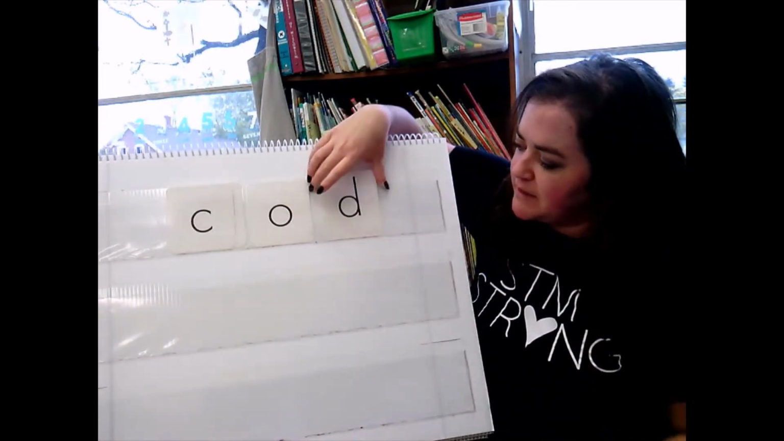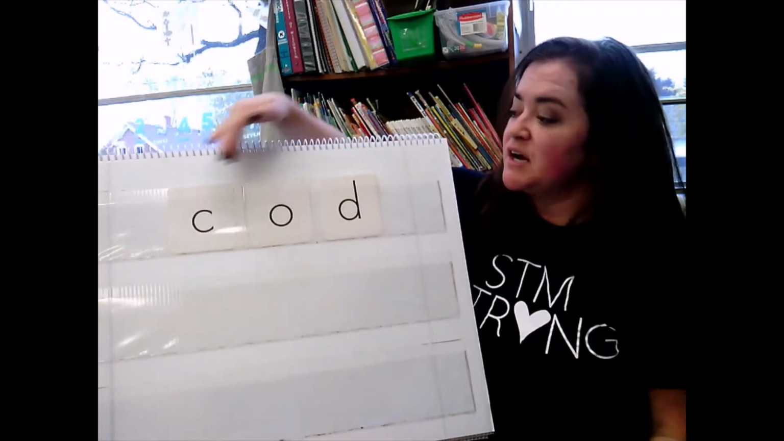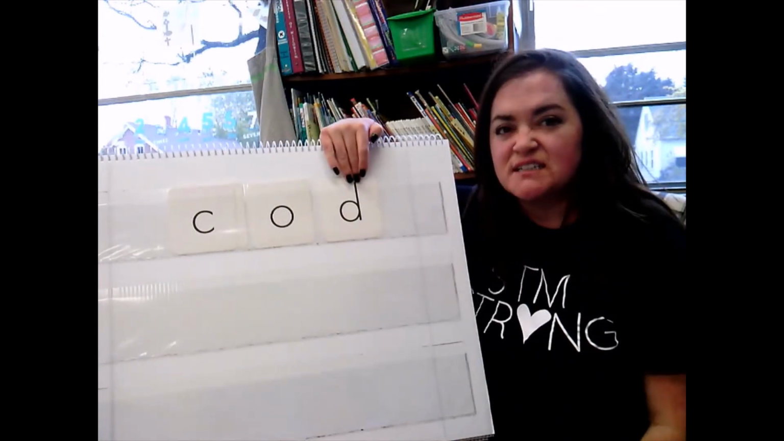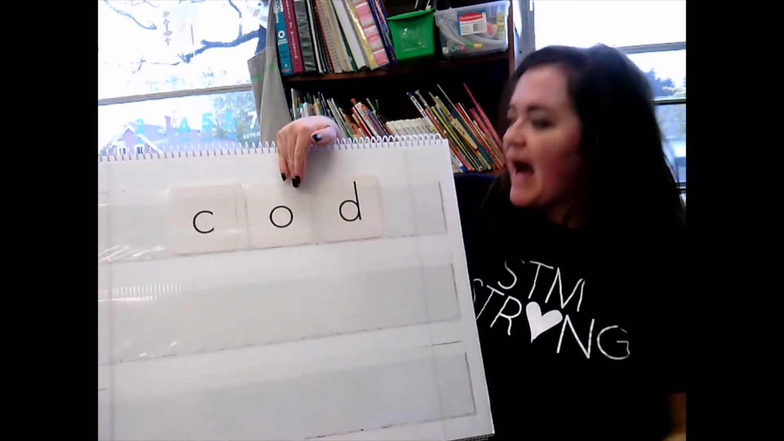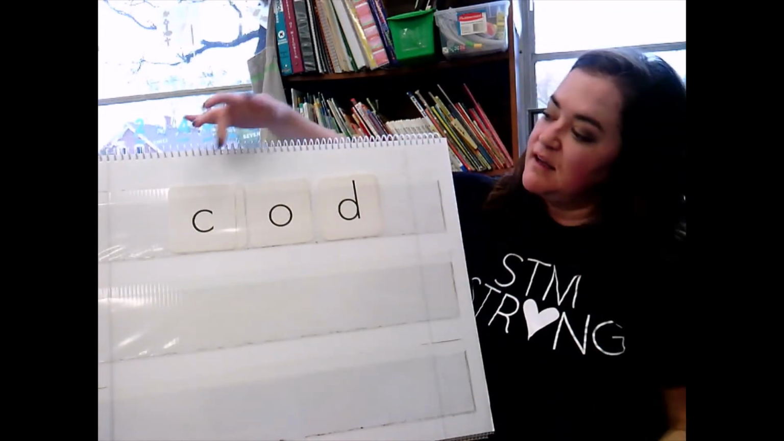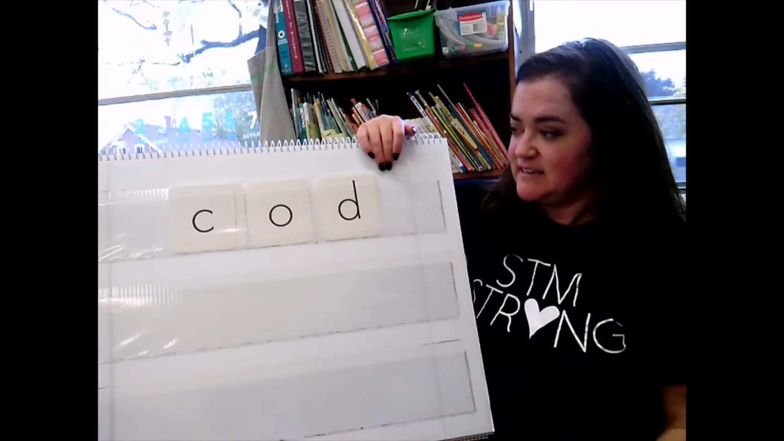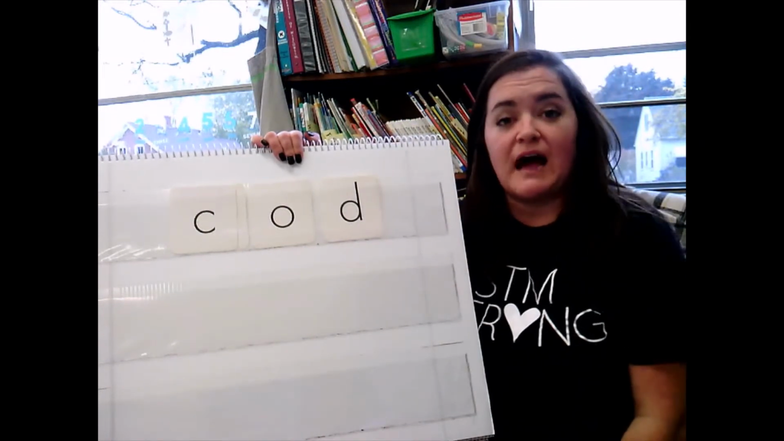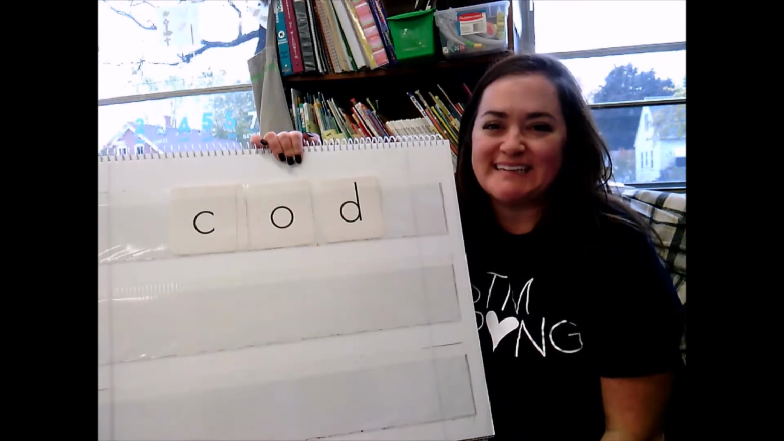Let's chop our new word. Odd. Let's chop it one more time. Odd. Let's start blending it back together. Cod. This is the word cod. A cod is a kind of fish. Great job on blending. Next up is dictation, so you'll need a piece of handwriting paper and a pencil.